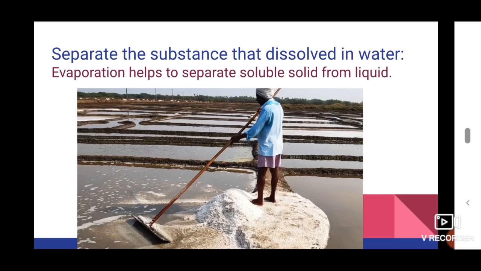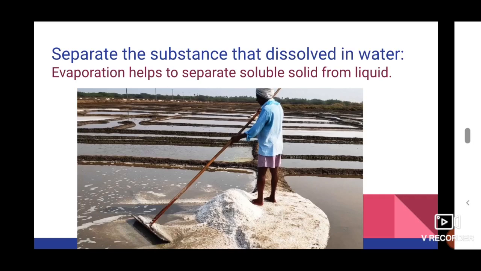This table salt gives the taste for food, isn't it? Do you know how we can obtain common salt? Have you ever asked this question? Dear children, we get salt from seawater by the process of evaporation.